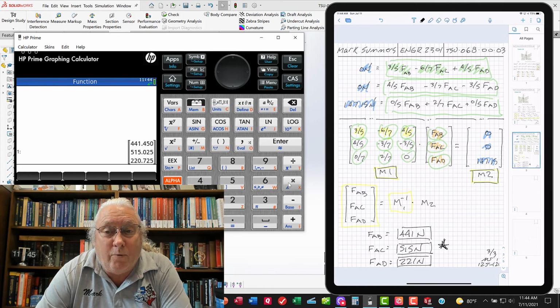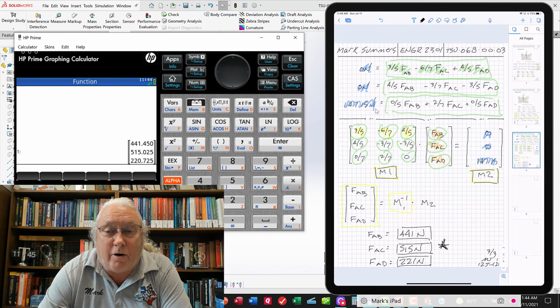So anytime you get more than two equations and two unknowns, once you get into these three-dimensional problems, doing this matrix manipulation, to me, is the easiest way to do it.